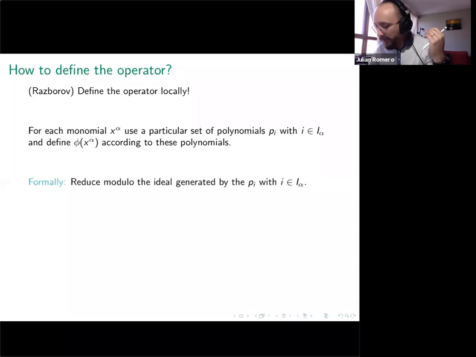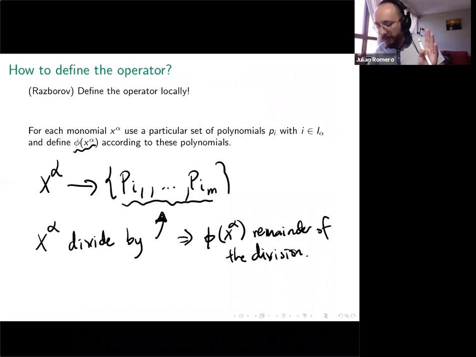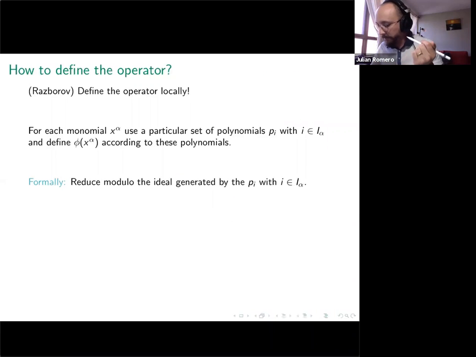So this is what I mean by reducing. I'm going to explain this in a second, Sharat. By reducing, I mean I take the monomial, and then I divide by all of them, and then I take the remainder. And this is reducing. I'm reducing modulo the polynomials p1 up to pm, whatever. That's it. I choose.